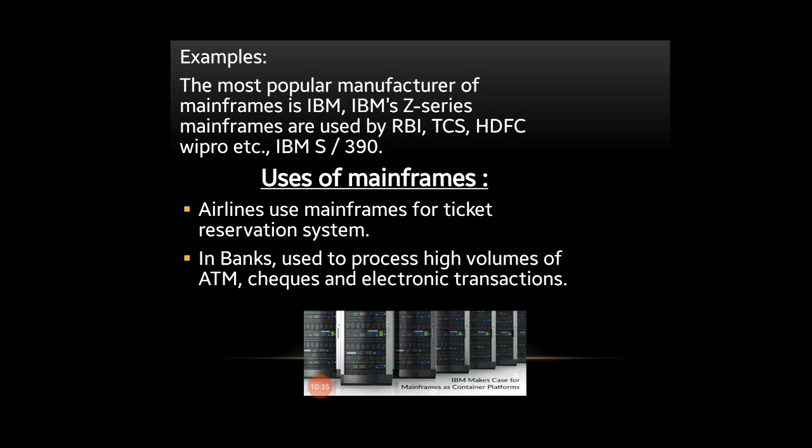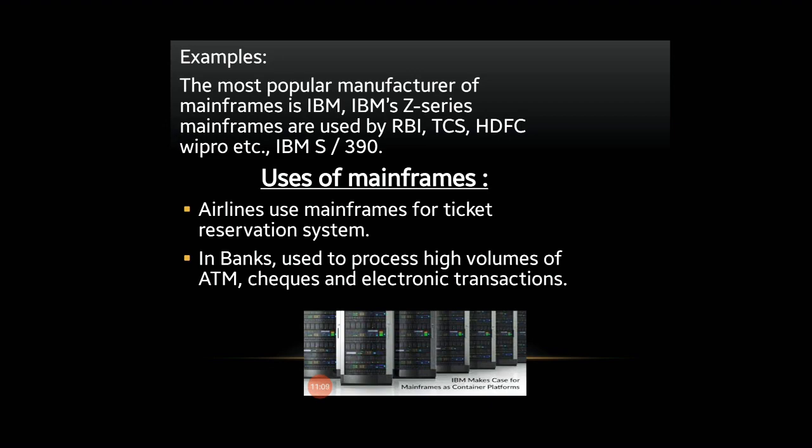For example, the most popular manufacturer of mainframes is IBM. They only manufacture mainframe computers. IBM's Z series mainframes are used by RBI, TCS, HDFC, Wipro; also IBM's S390. You can see banks. Many banks use these mainframe computers for recording day-to-day transactions. Airlines use mainframes for ticket reservation, online ticket booking.